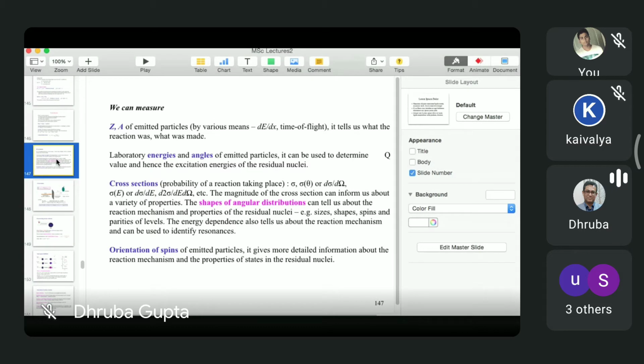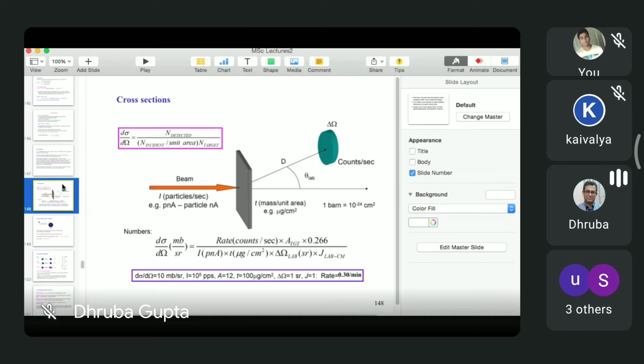So to study the orientations of the spins, you will require a slightly difficult experiment which requires a polarized ion source. You have to have a polarized beam incident on a particular target. We will not discuss these polarized beams because that does not come under the purview of a general nuclear physics course.